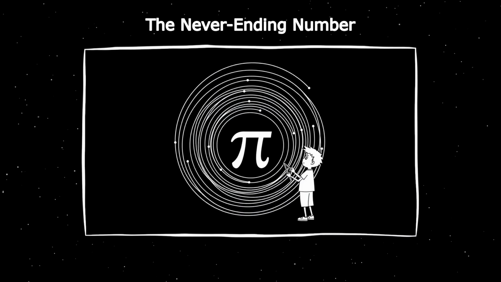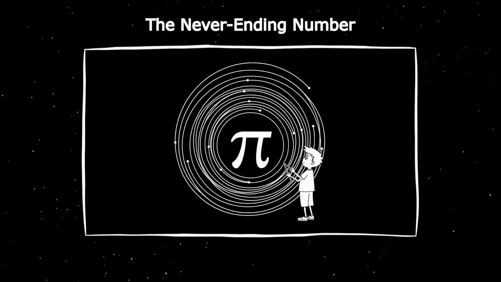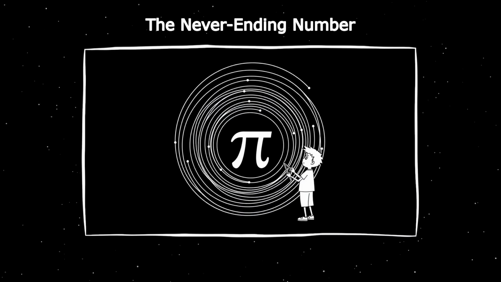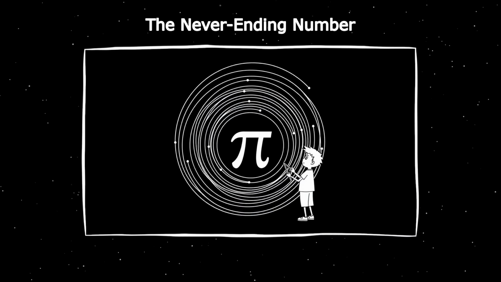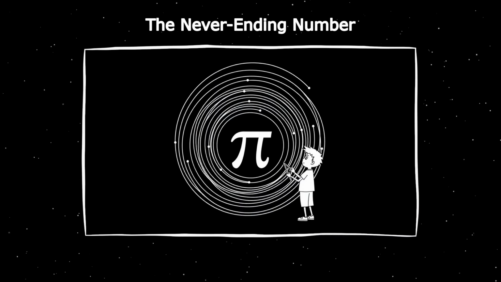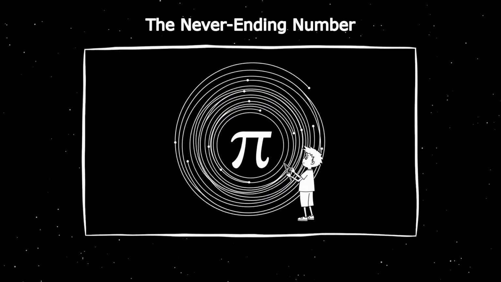The first few digits, 3.14159, are often the most recognizable, but they lead to an unending array that dots the landscape of mathematics.